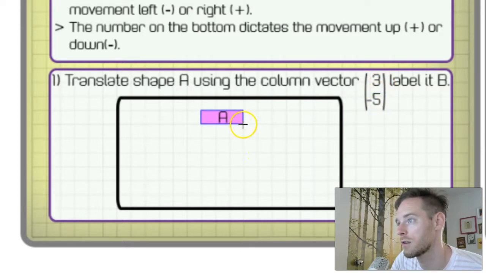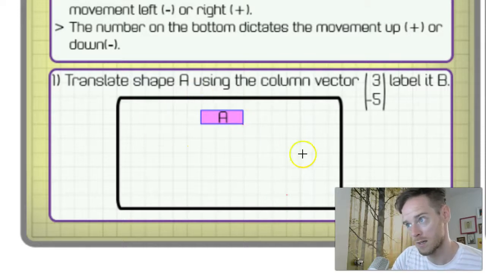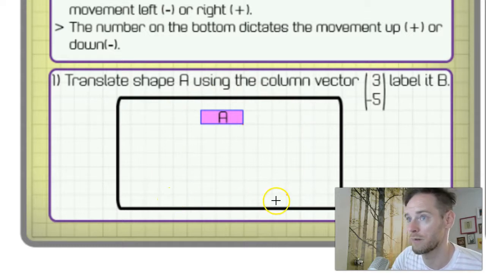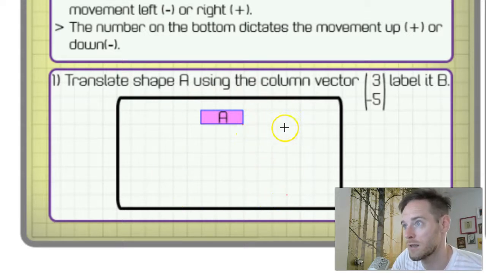So I'm going to choose this point here, the far right bottom vertex of shape A, move it 3, 5, 1, 2, 3 squares to the right, 1, 2, 3, 4, 5 squares down. Okay, this is just in a random box with no coordinates whatsoever. So we just count the squares there, 3 to the right, 5 down. That point is the corresponding point here, right, on our new one. Do it one point at a time if you want to.